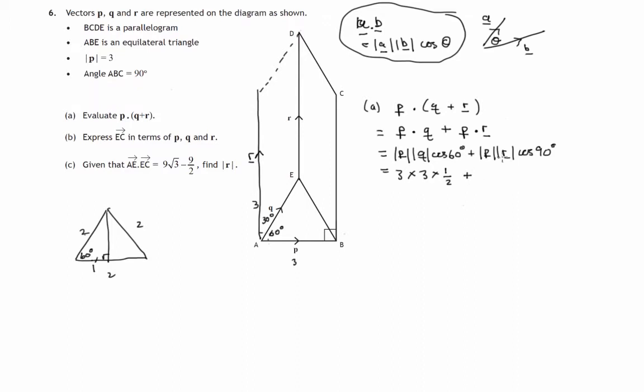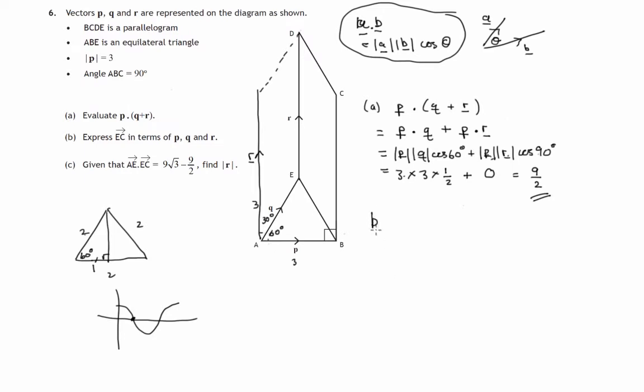Now in this second product of three numbers, the cosine of 90, there's a quick sketch of the cosine graph, the cosine of 90 degrees would be 0. So it doesn't matter what these two lengths are, a length times 0, the whole thing will come to 0. So we get 3 times 3 is 9 times 1/2, 9 halves, 4.5. So that's the answer to part A.